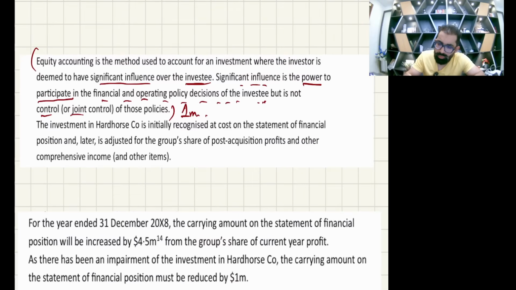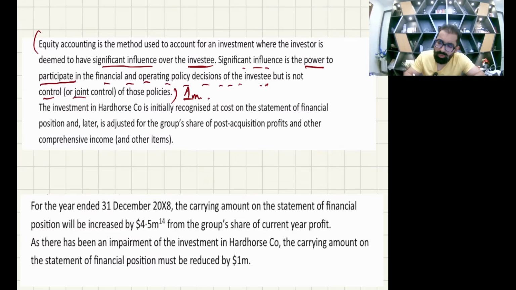Now, the investment in Hard Horse is initially recognized at cost. Yes, whenever you buy an associate, you record it at cost in the statement of financial position, and later it is adjusted for the group's share of post-acquisition profits and OCI as well. Profits as well as other comprehensive income. So one more mark you can get.